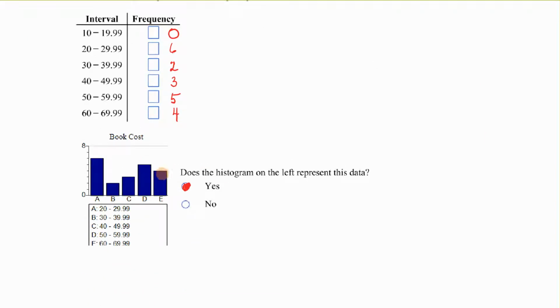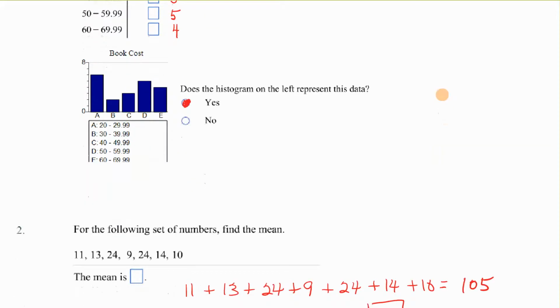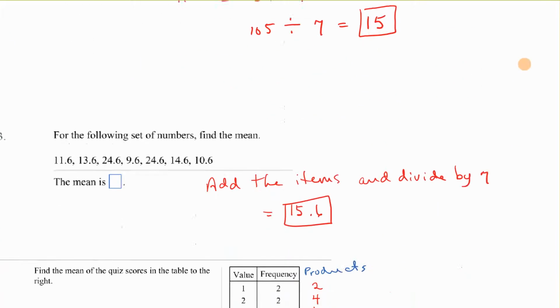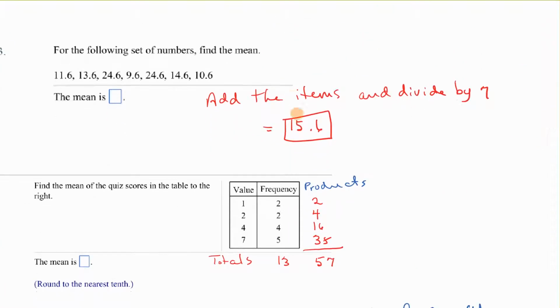Does this histogram on the left represent this data? So you've got A, B, C, D, E. Those are our intervals where there were numbers occurring. And then up in this part of the graph of the histogram, we have these numbers here. So yes, that does, if we looked through that. Number 2, find the mean. And again, you add all these numbers up, and there are 3, 4, 5, 6, 7. So we add them up, it's 105. We divide by 7, that's 15. That is our mean. Same thing on number 3, and we get 15.6 for our mean.